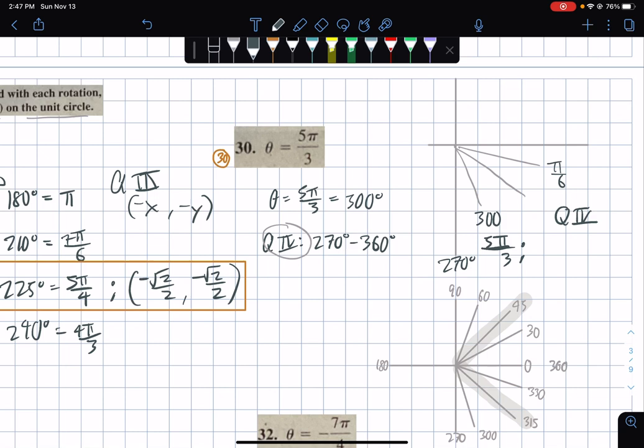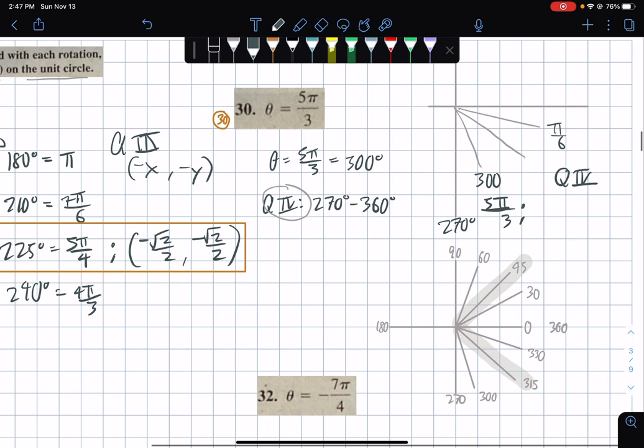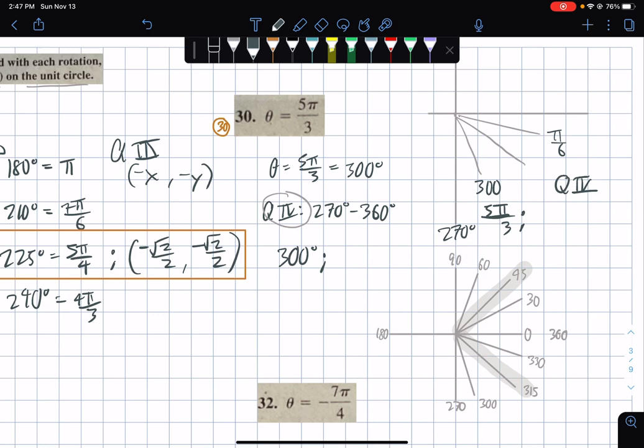Which is basically what's given in the first place. I hope you can understand the connections. So, 300 degrees, pi over 3 is usually 1 over 2 and square root of 3 over 2. And because it's on quadrant 4, x is positive, y is negative. This is the final answer.